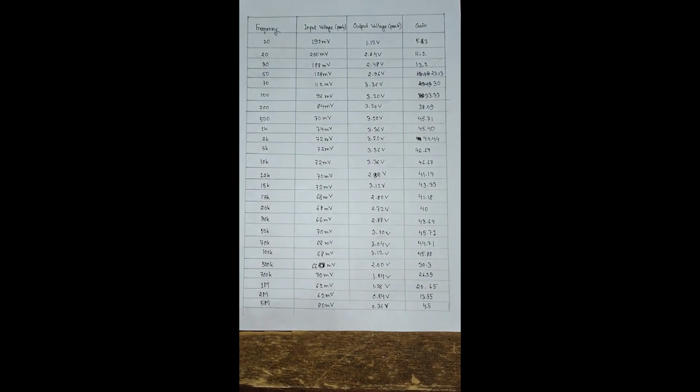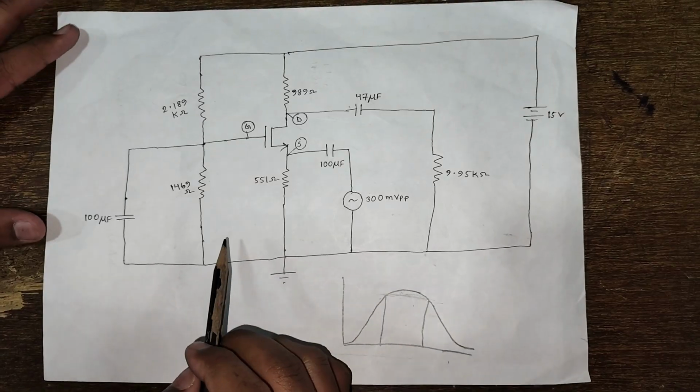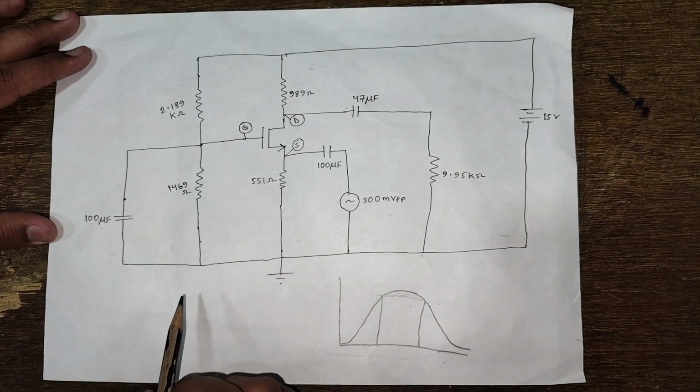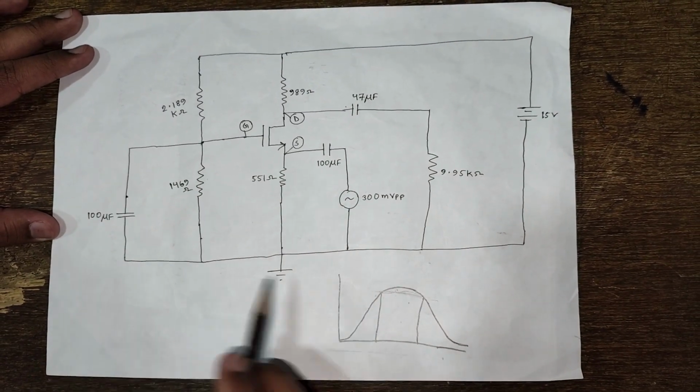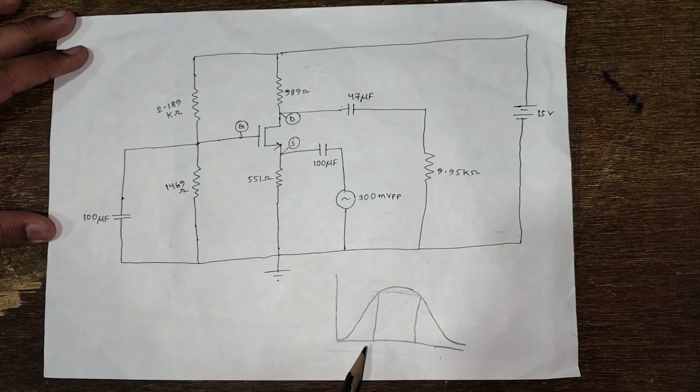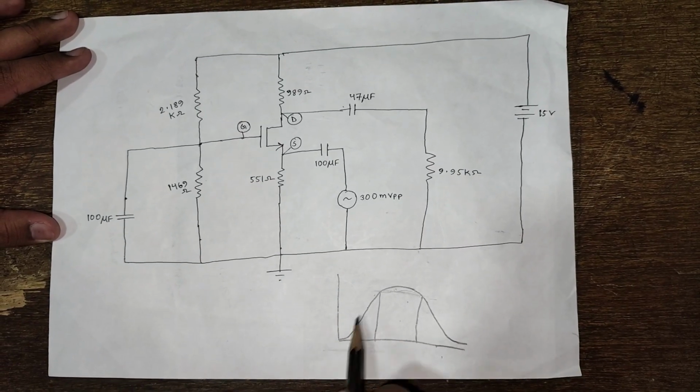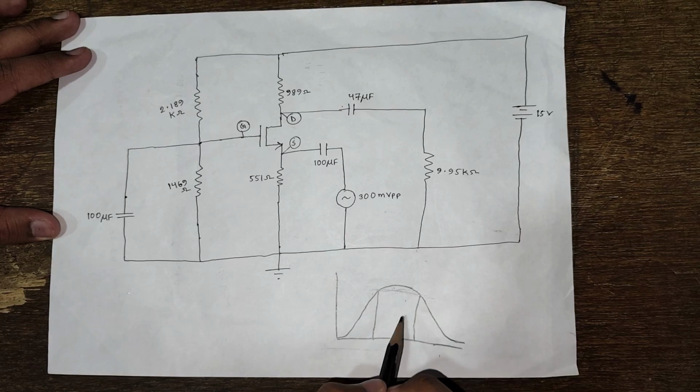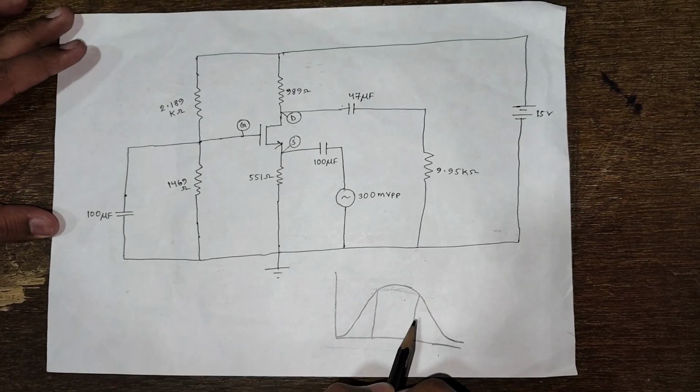So if we simplify the CG amplifier circuit, it looks like this. And if we plot the gain versus frequency plot, then it shows like this. So why does it look like a bandpass filter?